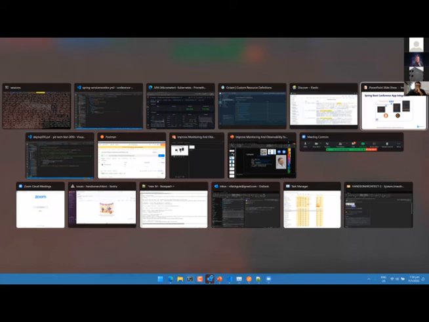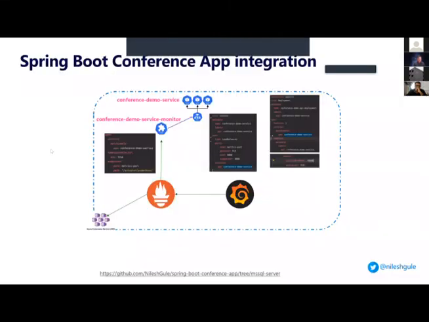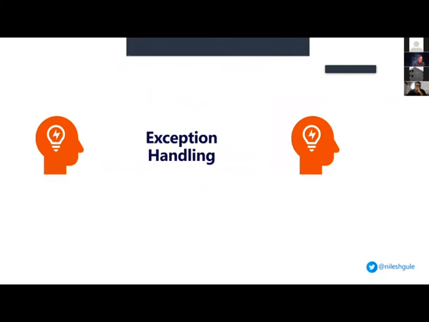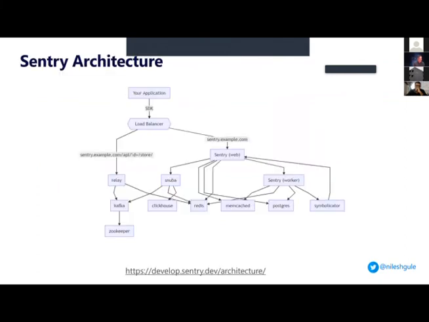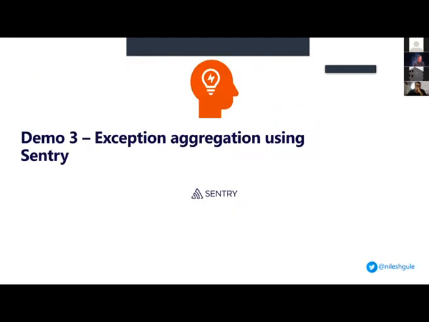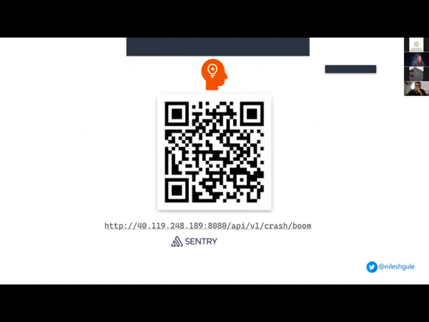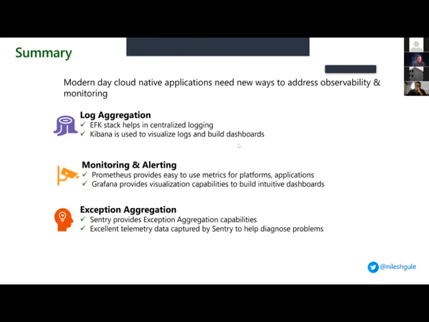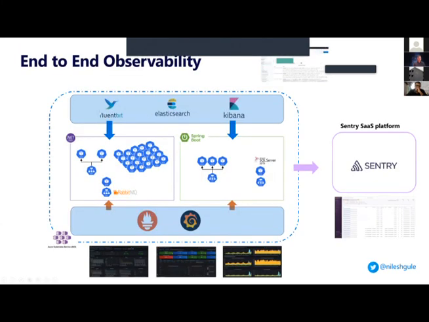Okay, so this is what we saw in terms of the Spring Boot and the Prometheus integration. I was supposed to talk about exception handling, but due to lack of time, let me skip this part. Let's go into the summary. So what we saw here was end-to-end integration from an observability and monitoring point of view. We used, for the RabbitMQ and .NET as well as the Spring Boot-based applications, FluentBit, Elasticsearch, and Kibana for log aggregation. For monitoring, we use Prometheus, and I was supposed to show you Sentry, but that's for the next talk.